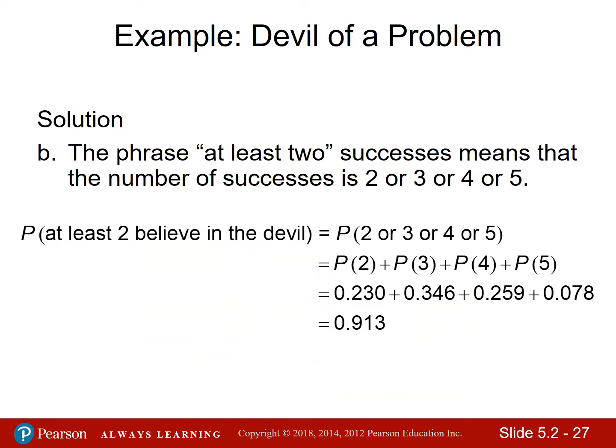And P of at least. The phrase at least 2 sixes means that the number of sixes is 2 or 3 or more, or 4 or 5, right? So at least 2 means you have to start from 2 and higher. So P of 2 or 3 or 4 or 5. So you keep adding. Remember this addition rule of probabilities. P of 2 plus P of 3 plus P of 4 plus P of 5, and you get 0.913.